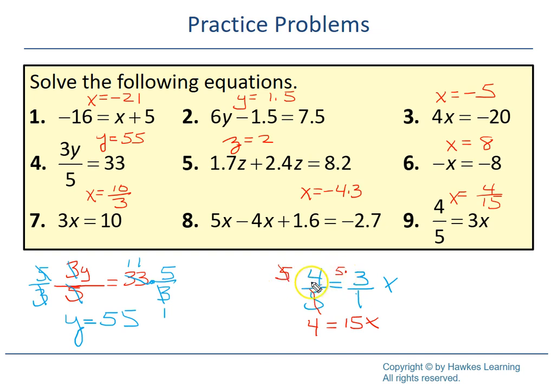So now we have 4 equals 15x. Now, how do we get rid of the 15 that's with the x? We just divide both sides by the 15. Here the 15s cancel out. I'm left with x equals 4/15, which is the answer.